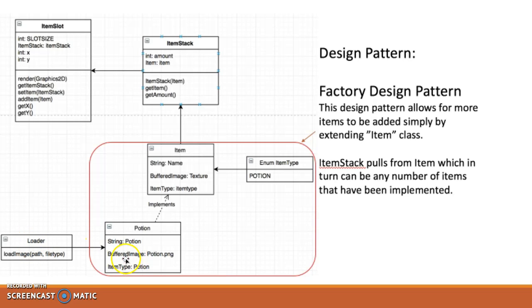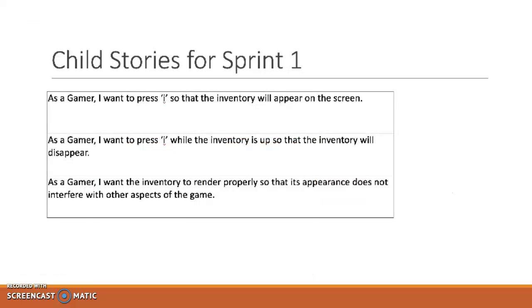So that loader will go to any item, and right now I only have potions, so it feeds into potion, and potion is an implementation of the item. Then the item goes into item stack, and basically what item stack is doing is taking any item and putting it into a format that can be read and rendered by item slot. Item slot will actually be handling the rendering of my items later. We're going to get back to it. And then, yeah, I'll go to the next slide.